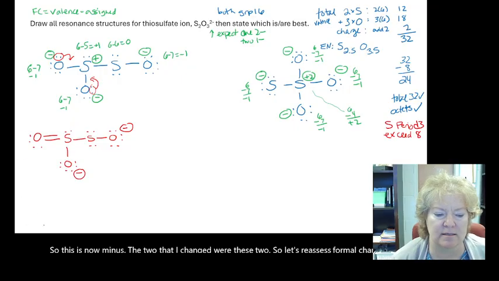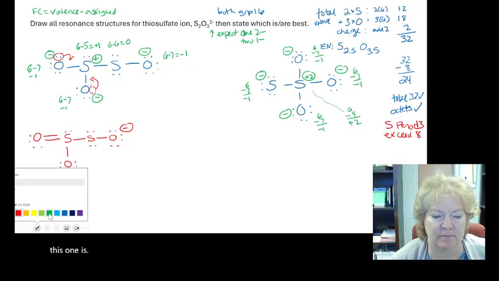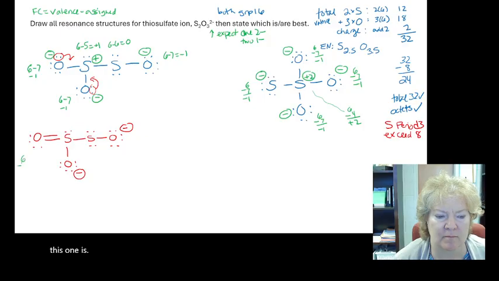This one is 6 minus 1, 2, 3, 4, 5, 6. So that's 0 now. And this is now 6 minus 1, 2, 3, 4, 5, 6.